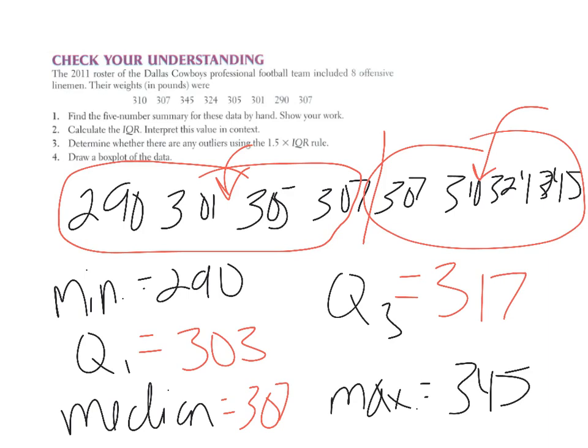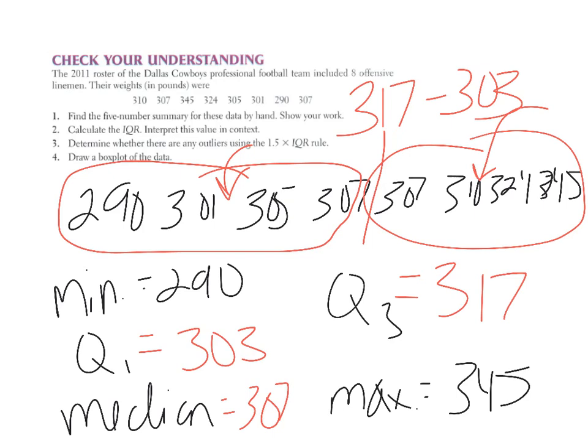Now I've been asked to calculate the IQR and interpret this value in context. My IQR, remember, is 317 minus 303, so my IQR is 14 pounds. I'm giving it a unit because I'm giving context. Interpreting in context, the range of the middle half of the data, which is the weight of the 8 offensive linemen on the 2011 Dallas Cowboys roster, is 14 pounds.